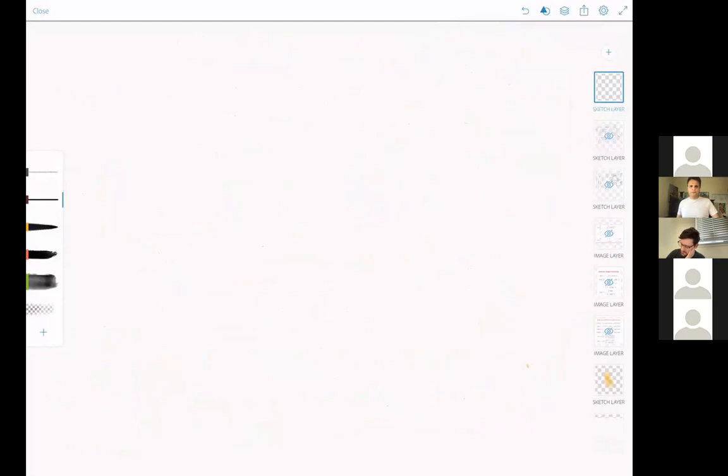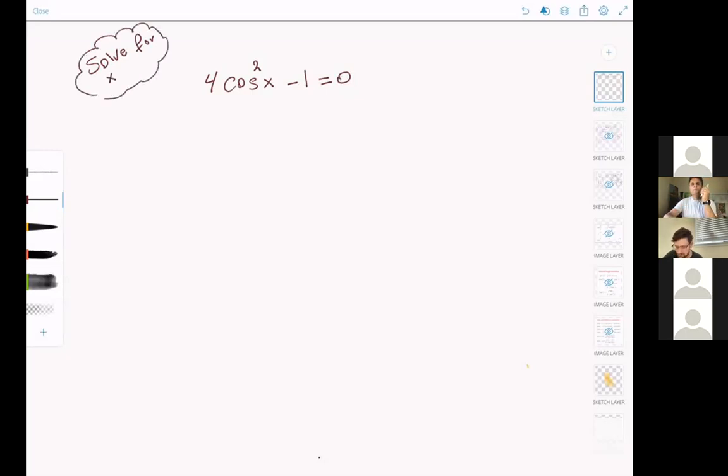Before we go to the next question, a review question for the quiz: what is 4 cosine squared of x minus 1 equal to 0? So solve for x. We went over this briefly a few weeks ago. They ask us to solve for x, not cosine of x.